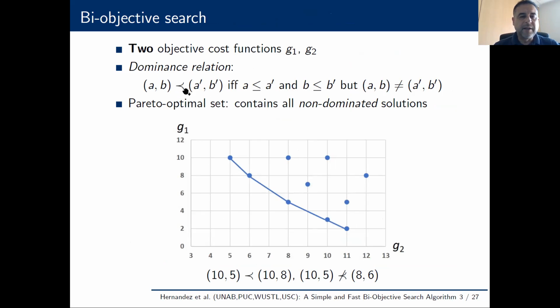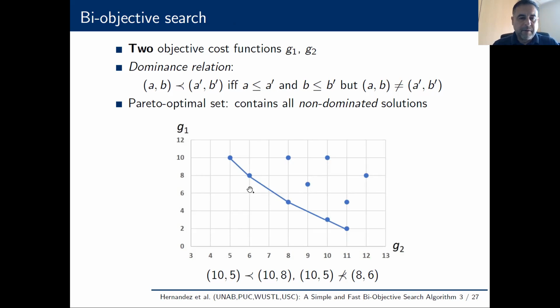We have, in addition, a dominance relation: vector (A, B) dominates vector (A', B') if and only if A is less than or equal to A', and B is less than or equal to B', and (A, B) is not equal to (A', B').